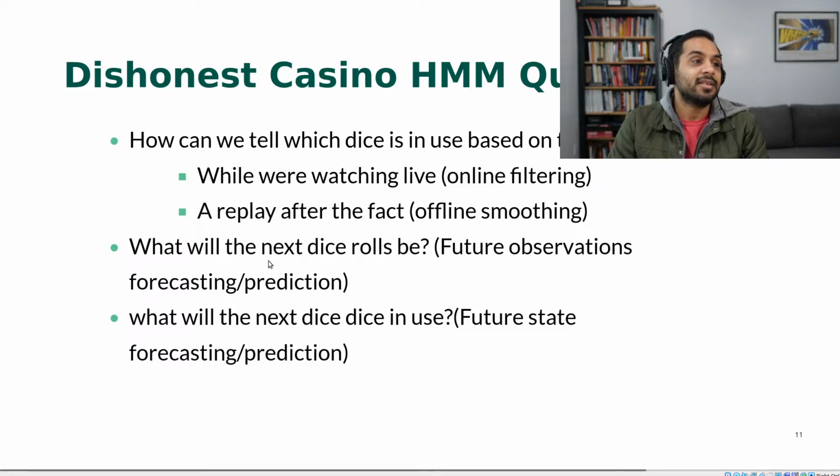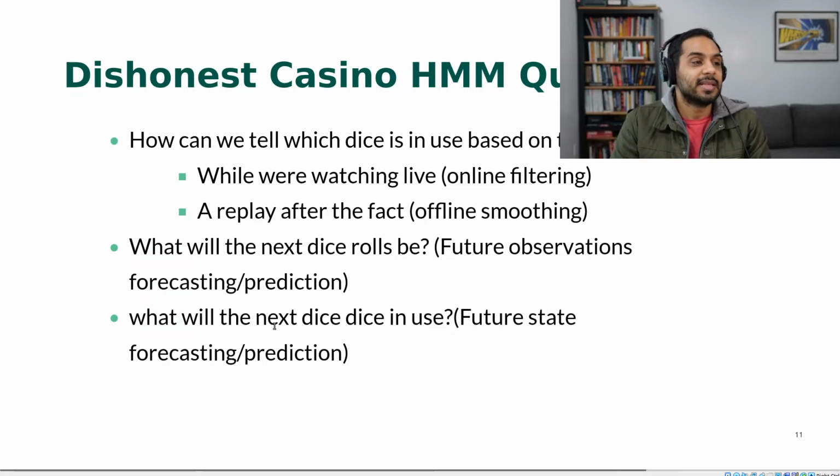The next thing we can do is figure out what the next dice rolls will be. So maybe we're in the casino the next time and we want to know what's going to be happening. That's forecasting or prediction. This is like the moon lander trying to figure out where it is in space because it needs to actually get to the moon.